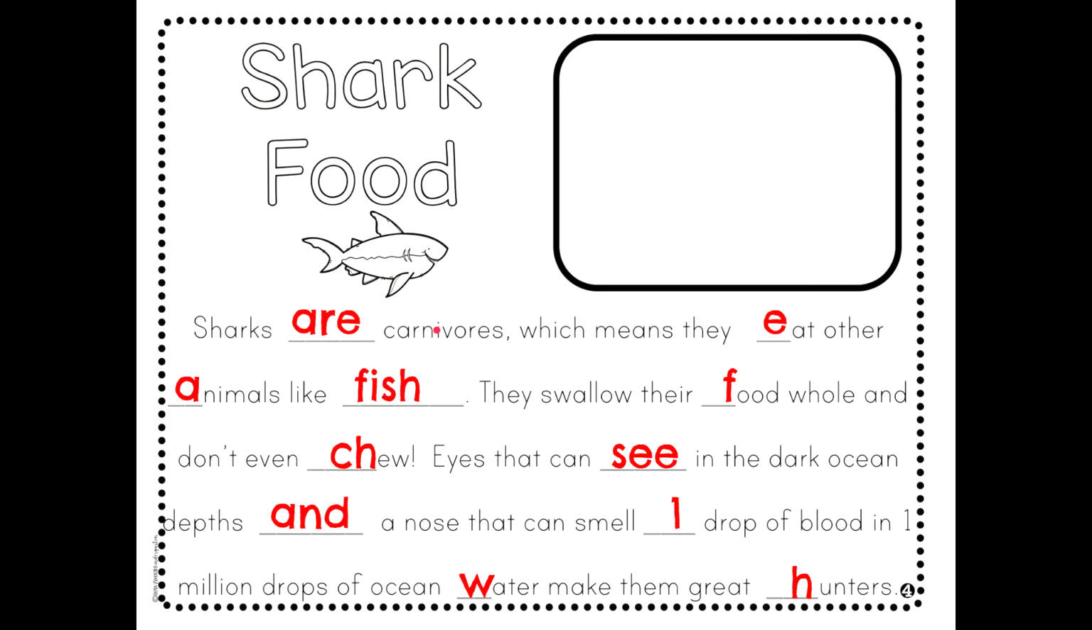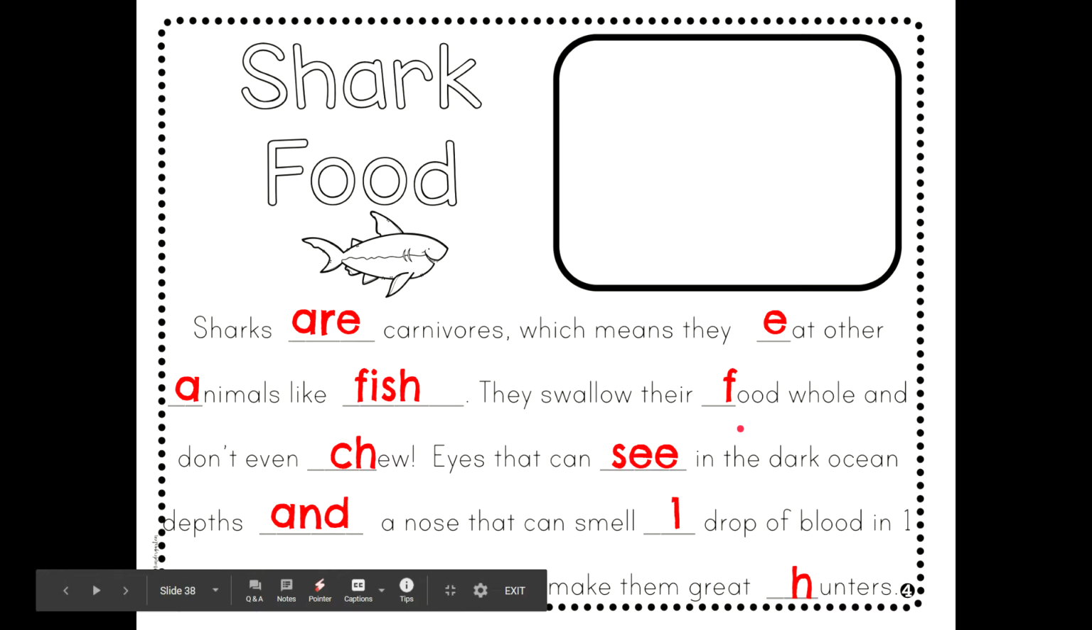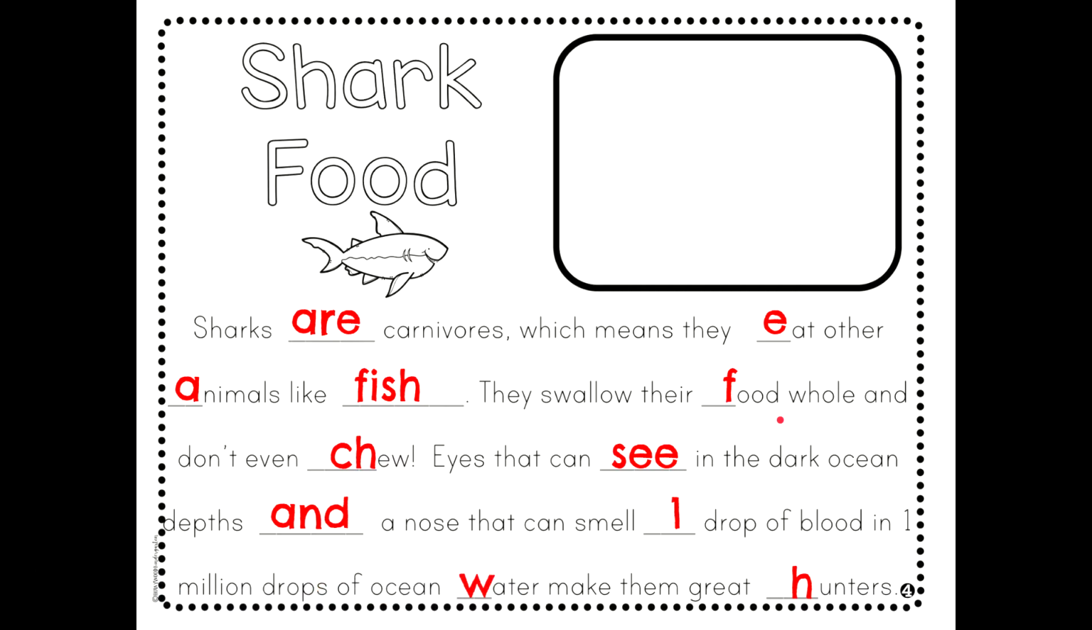Sharks are carnivores, which means they eat other animals like fish. They swallow their food whole and don't even chew. Eyes that can see in the dark ocean depths, and a nose that can smell 1 drop of blood in 1,000,000 drops of ocean water make them great hunters.